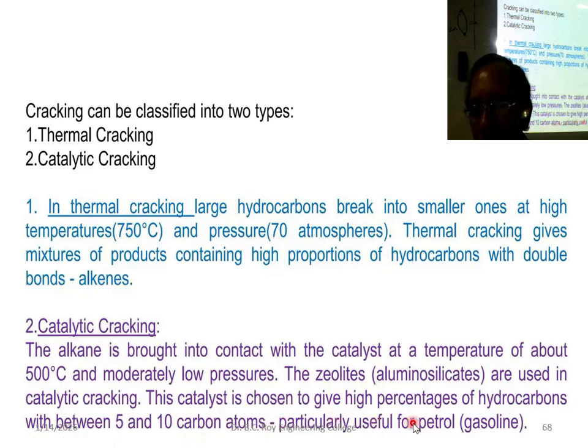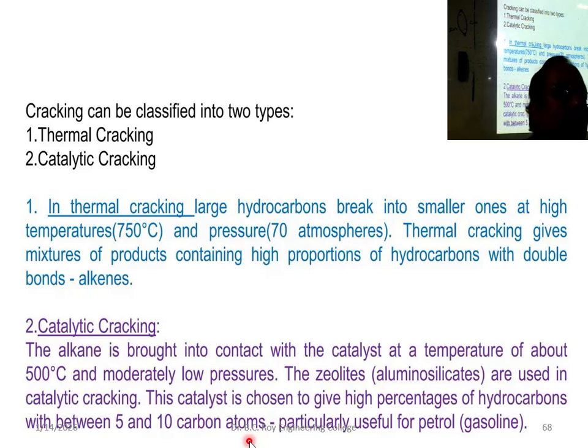The catalyst is chosen to give a high percentage of hydrocarbons between 5 and 10 carbon atoms. Equal size hydrocarbons will not form, like 5 and 5; it will be 4 and 6. So uneven breaking is quite obvious. Never expect that if you break a decane, it will give you only pentane and pentene. Pentane, pentene, hexane, butene, hexene, butane, a lot of combinations. But whatever they may be, that does not matter, because all these mixes come in the category of petrol.